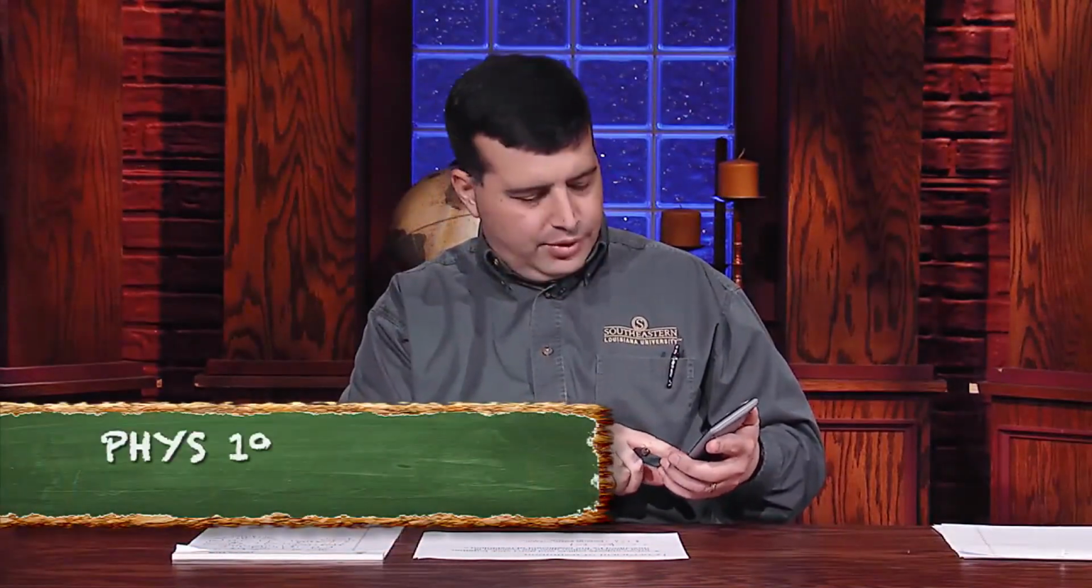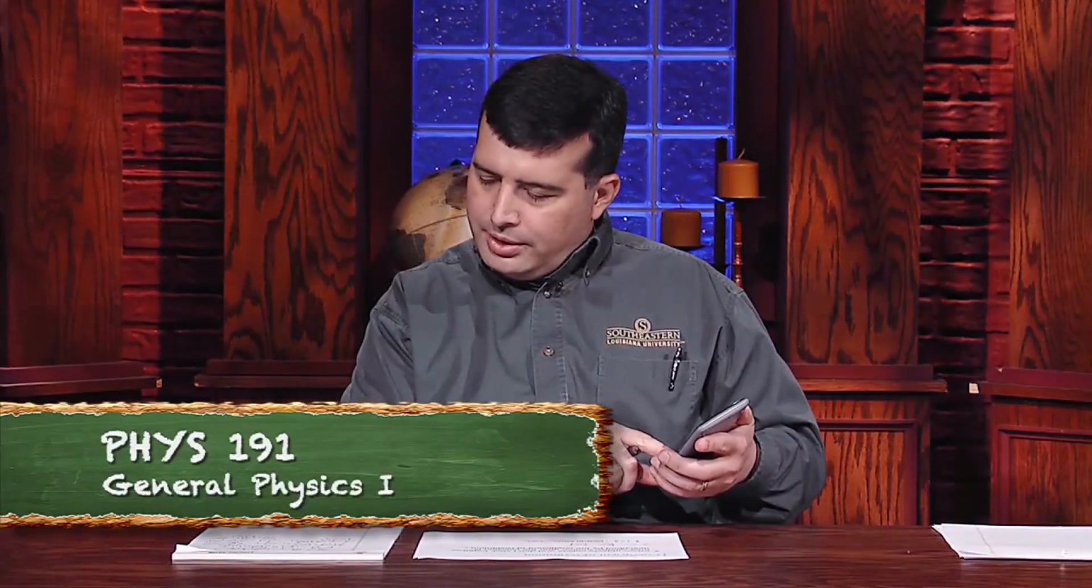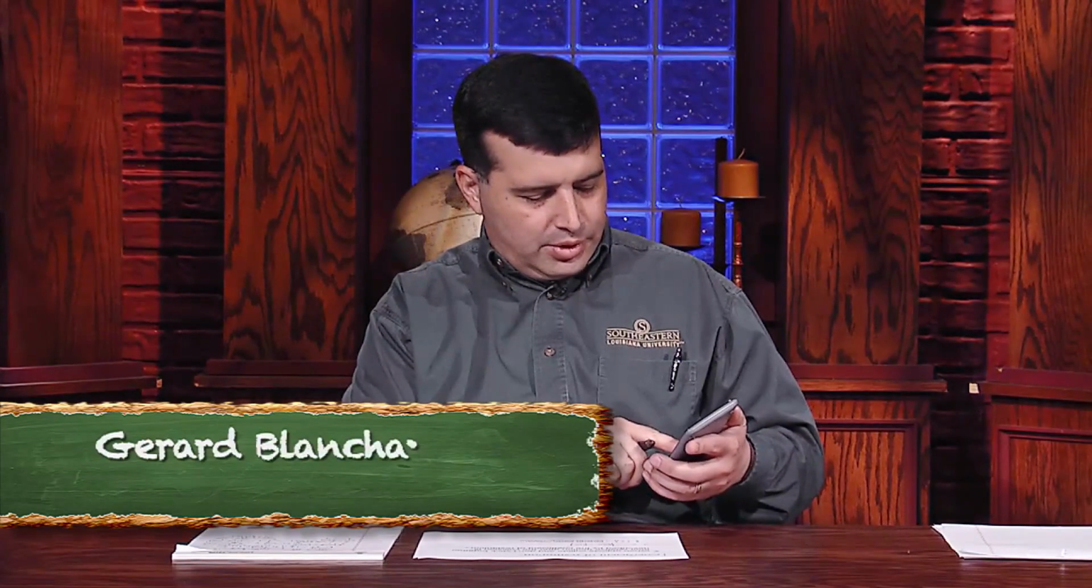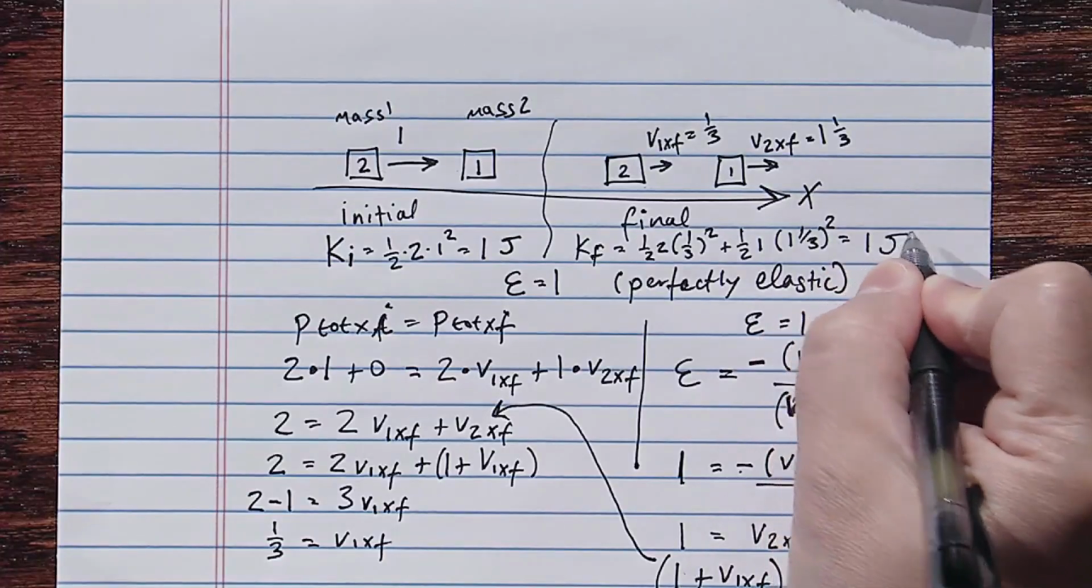I have 1/2 times 2 times 1/3 squared plus 1/2 times 1 kilogram times 1 1/3 squared. And, as I was expecting, I get 1 joule of energy.